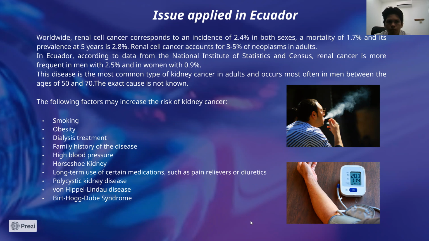This disease is the most common type of kidney cancer in adults and occurs most often in men between the ages of 50 and 70. The exact cause is not known, but there are some factors that may increase the risk of kidney cancer. These are smoking, obesity, dialysis treatment, family history of the disease, high blood pressure, horseshoe kidney, long-term use of certain medications such as pain relievers or diuretics, polycystic kidney disease, von Hippel-Lindau disease, and Birt-Hogg-Dubé syndrome.